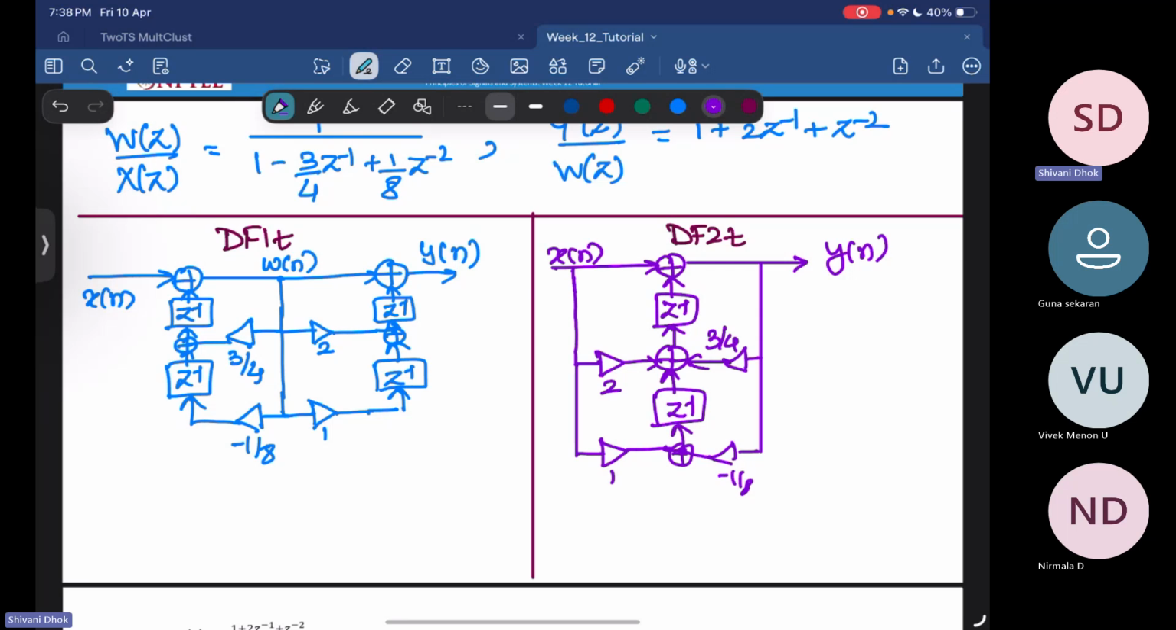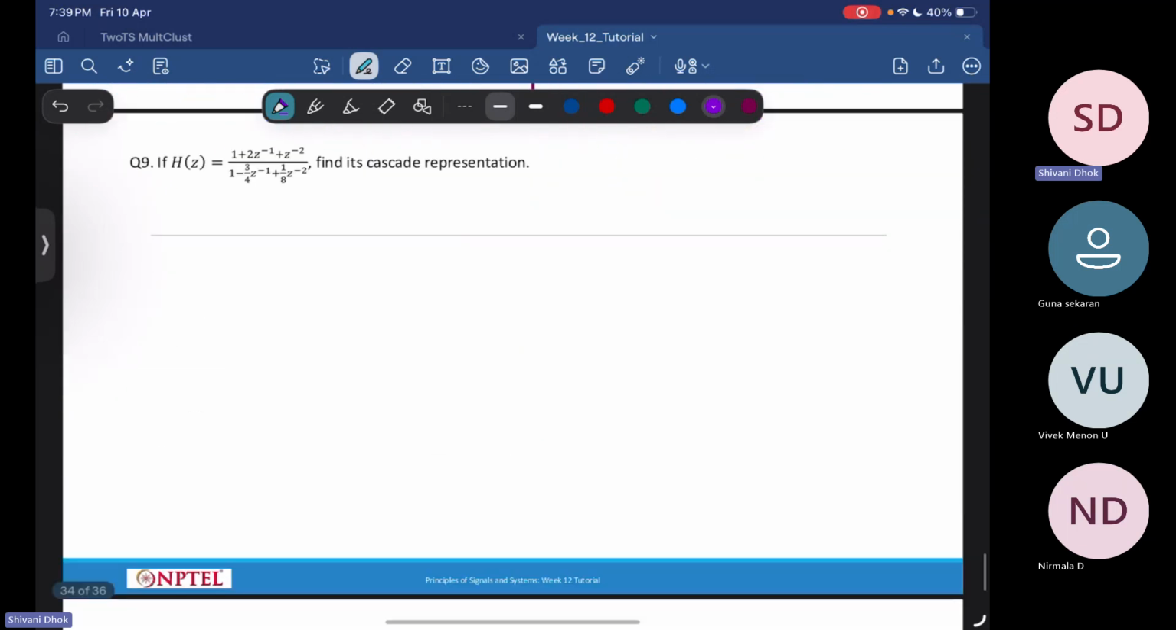You have an adder here. Okay, so this is your direct form 1 transpose and direct form 2 transpose. Okay, if no questions, then let me move on to the next part, that is the cascade representation.